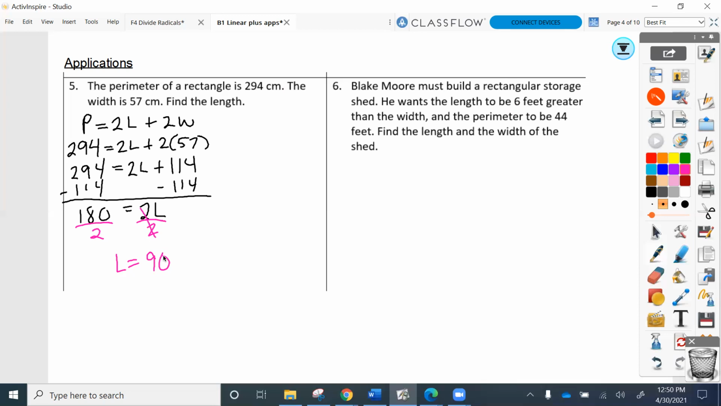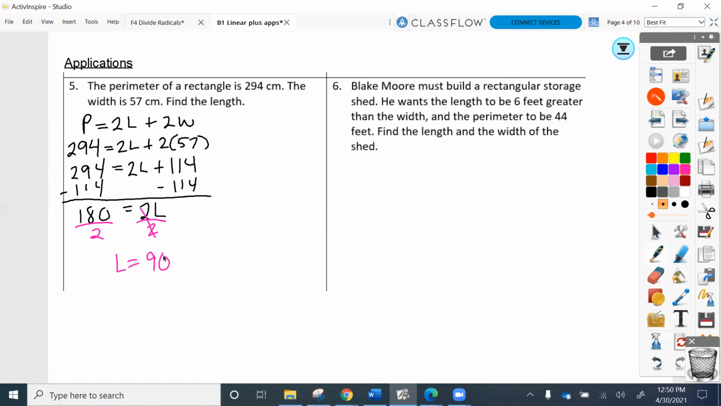Okay, let's read the next one. Blake Moore must build a rectangular storage shed. He wants the length to be 6 feet greater than the width, and the perimeter to be exactly 44 feet. Find the length and the width of the shed.